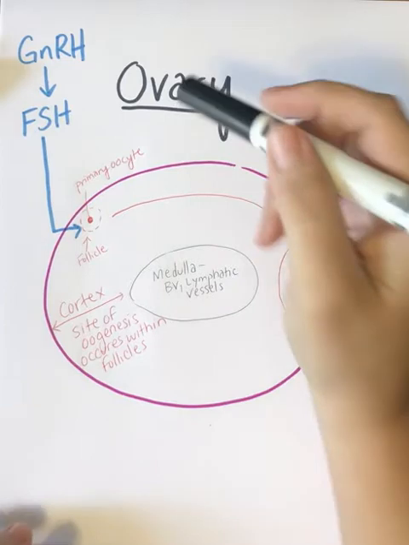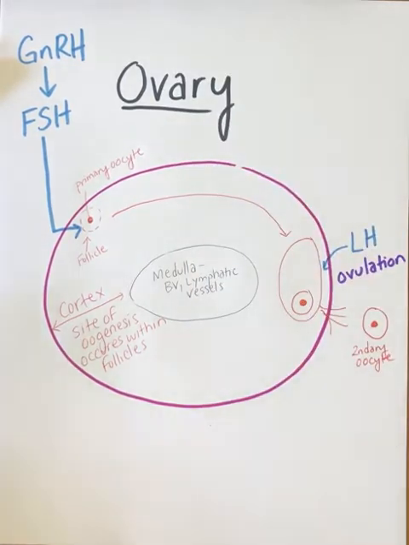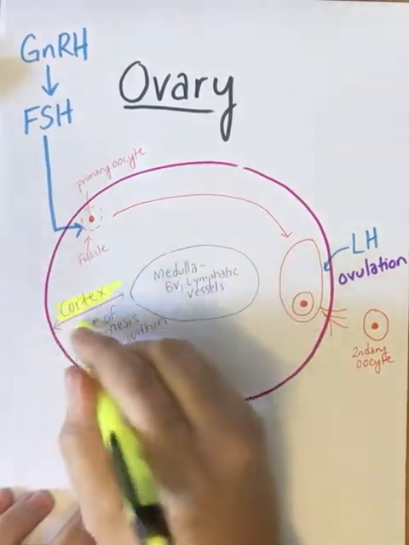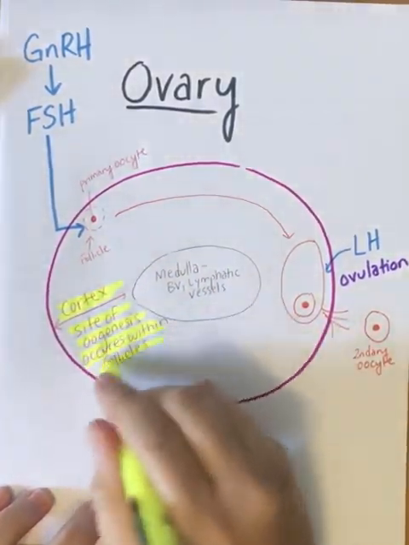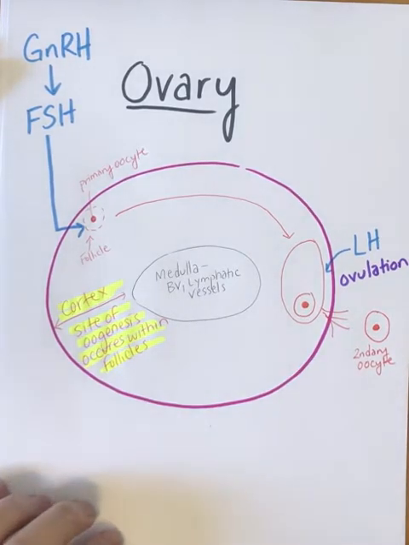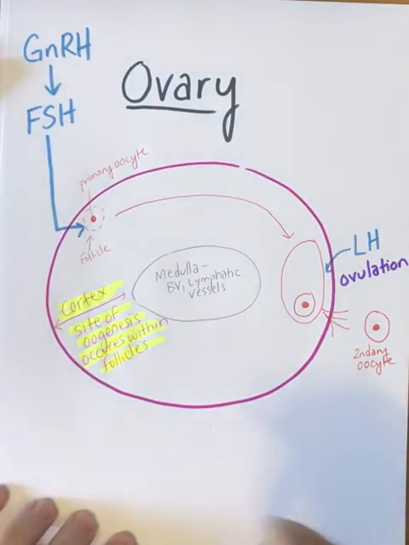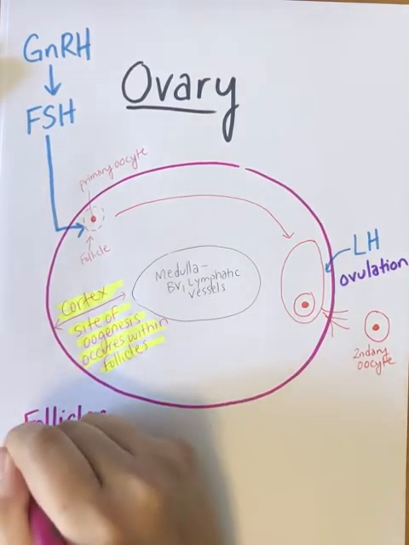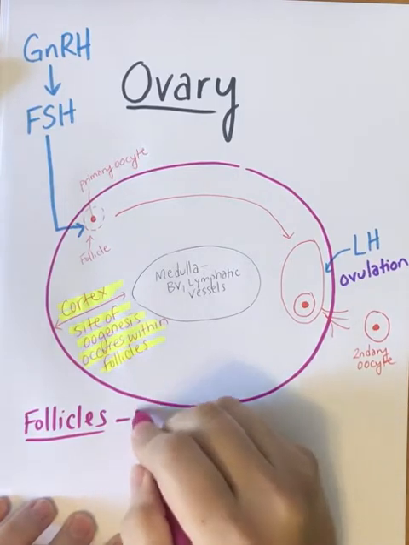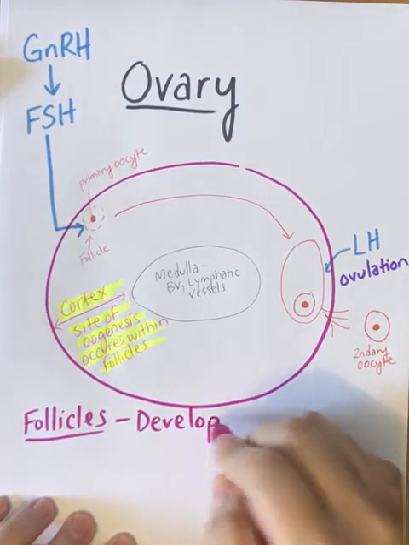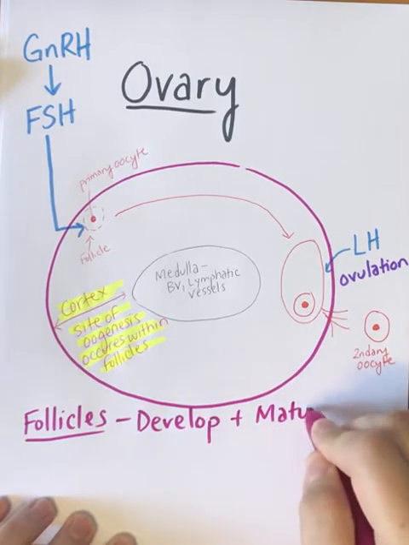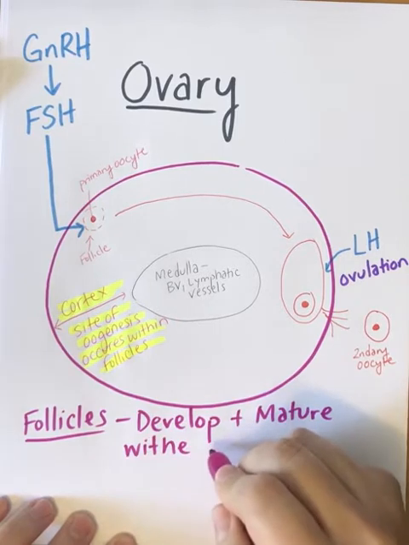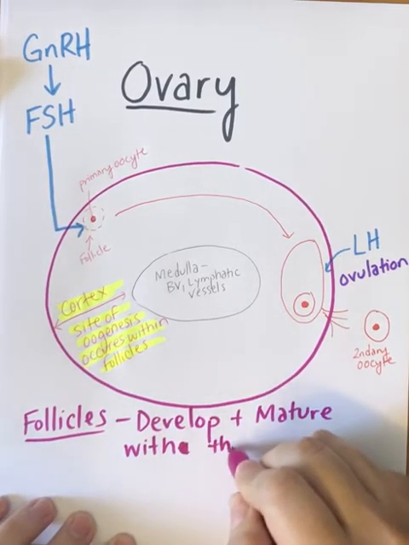So when we talk about the ovary, the most important thing for oogenesis is that you understand that the cortex is the site of oogenesis, which occurs in follicles. And then the next point is to understand that follicles are gonna develop and mature with the oocyte.